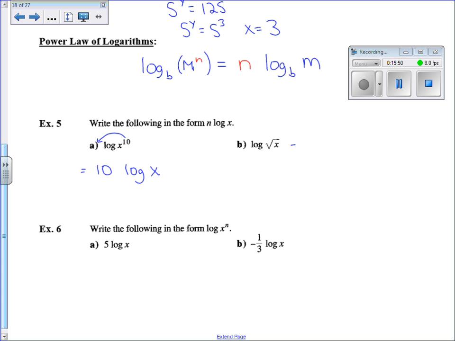Log square root of x. Well, that's equal to log of x to the 1/2. The square root is written as an exponent 1/2. So then this becomes 1/2 times log x.